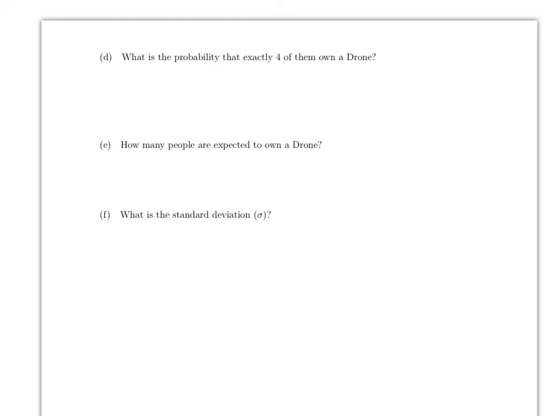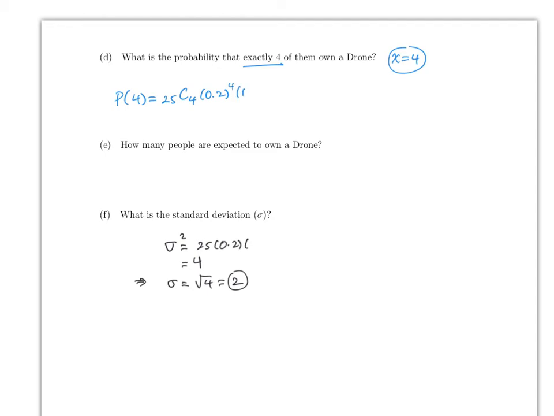Okay, number 4 is just to make sure that you remember how to use the formula. So here it is. The information is the same. The only difference here is that x is equal to 4. Why? Because it says exactly 4, right? So the probability that x is equal to 4 will be 25 choose 4, and then 0.2 to the 4, and then 0.8 to the 21. I think I already computed this one. Oh no, I haven't used the calculator. So then just use the calculator and that's it.